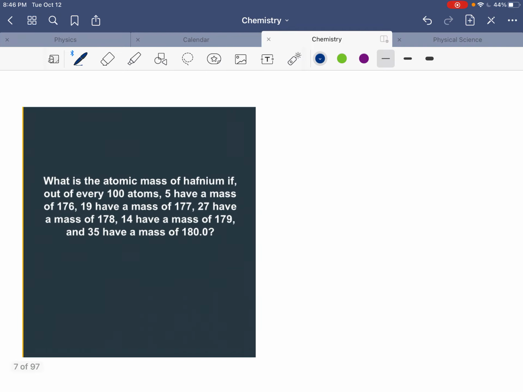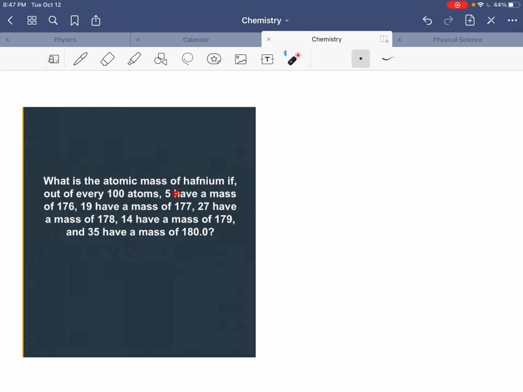For this next one, it says, what is the atomic mass of hafnium if out of every 100 atoms, 5 have a mass of 176, 19 have a mass of 177, 27 have a mass of 178, 14 have a mass of 179, and 35 have a mass of 180. Okay, so notice that they don't give us percentages, but they tell us how many out of a whole that we have of each of the isotopes. What's nice is they do give our whole out of 100.